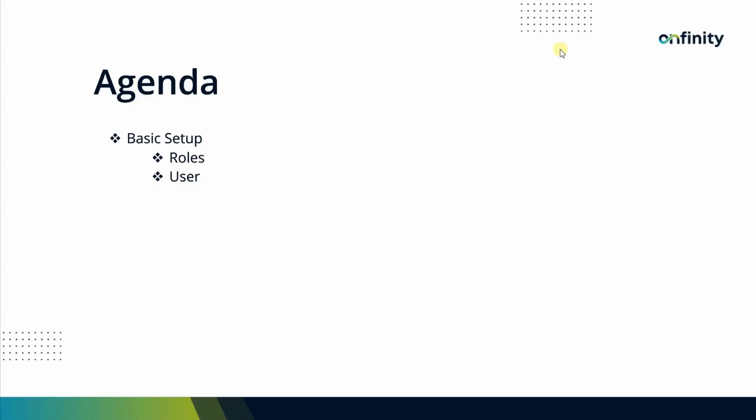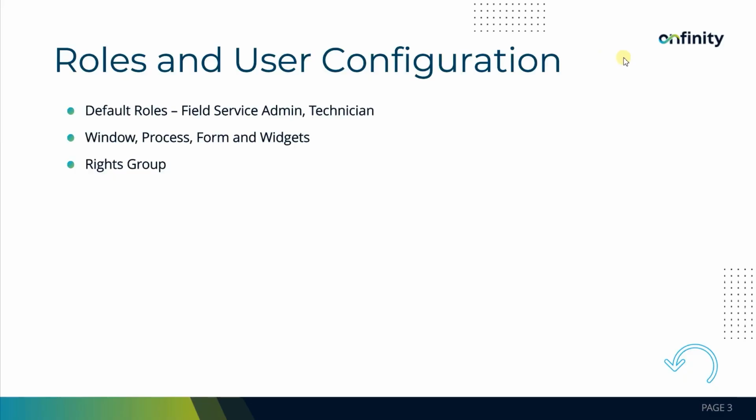The agenda of this video is to understand the basic set of overall configuration and user creation. In Field Service Request, we have mainly two roles. First is Field Service Admin and second is Technician. The Field Service Admin has access to all the windows, process, form, and widgets related to field service. He is responsible for creating field service request, sales quotation, sales order, rate position, invoice to the customer, and assignment of the task to the resource.